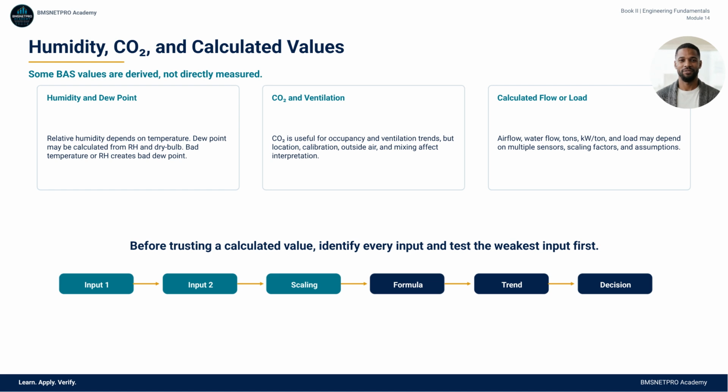Many BAS values are not raw measurements. Dew point is often calculated from temperature and relative humidity. Airflow may be calculated from differential pressure and a calibration factor. Cooling tons may be calculated from flow and temperature difference. Plant efficiency may depend on multiple meters. When a calculated value looks wrong, do not start by changing the formula or the sequence. Identify every input, then test the weakest input first. A bad calculated value is often caused by one poor measurement, one wrong scaling factor, or one hidden assumption.